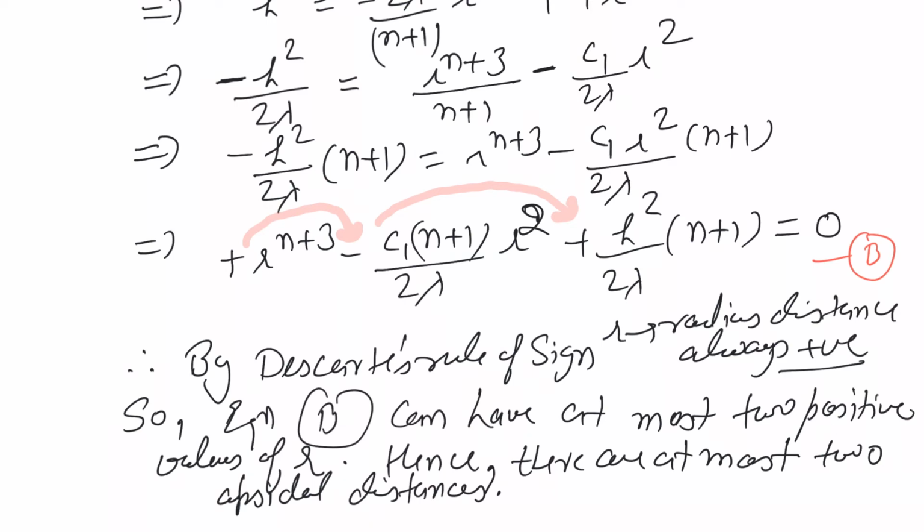So this is a very important question from the examination point of view. You must do it, and it is very easy. So in this lecture we have studied that when central acceleration varies as some integral power of the distance, there are at most two apsidal distances.